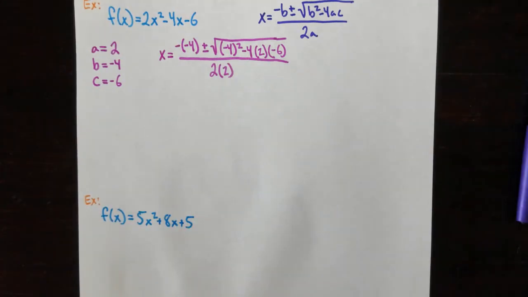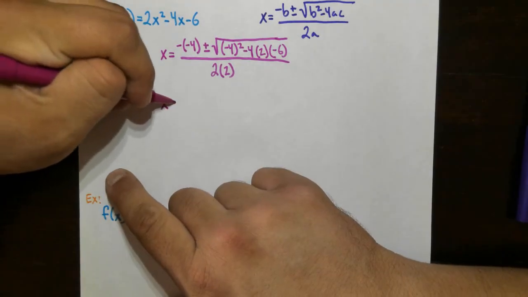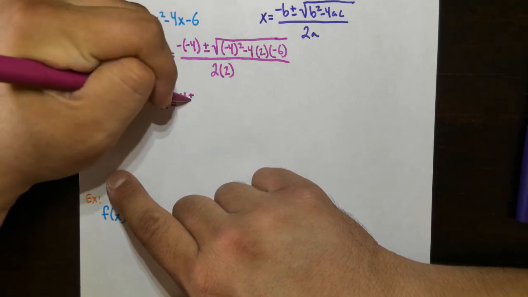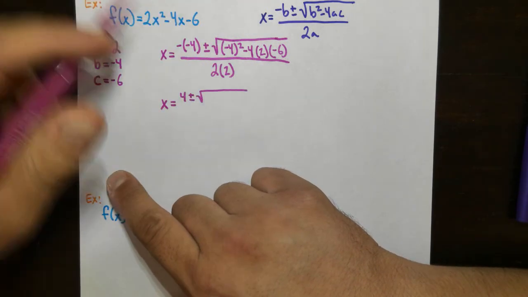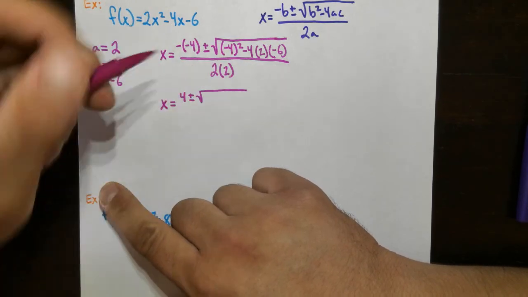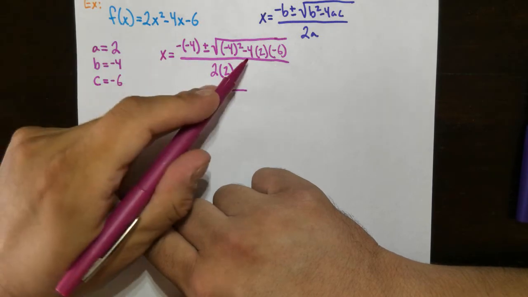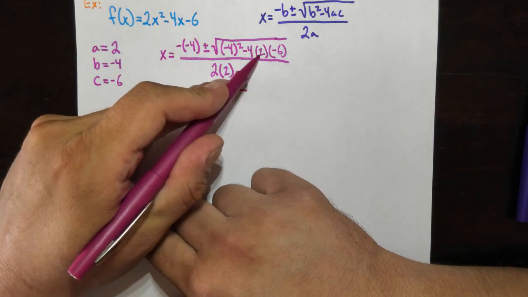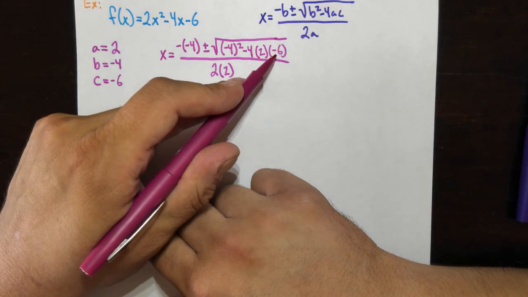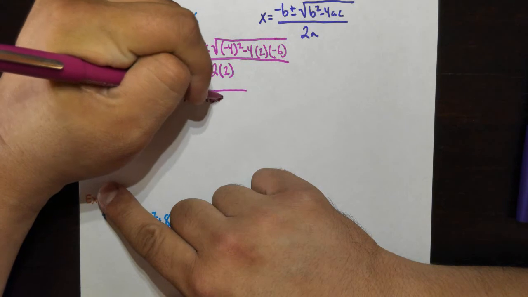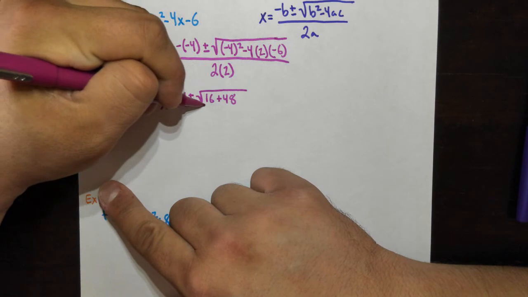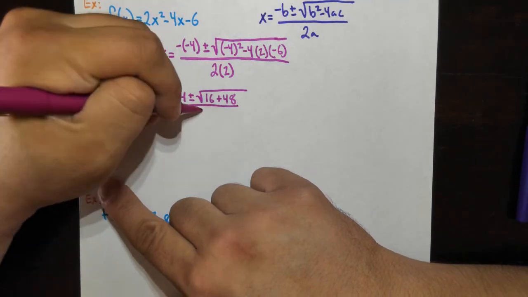So let's go ahead and simplify this. Negative times negative 4 is positive 4, plus or minus the square root of negative 4 squared is positive 16. Remember, a negative times a negative will become positive. And then negative 4 times 2 is negative 8. Negative 8 times negative 6 is positive 48. Then all divided by 2 times 2, which is 4.